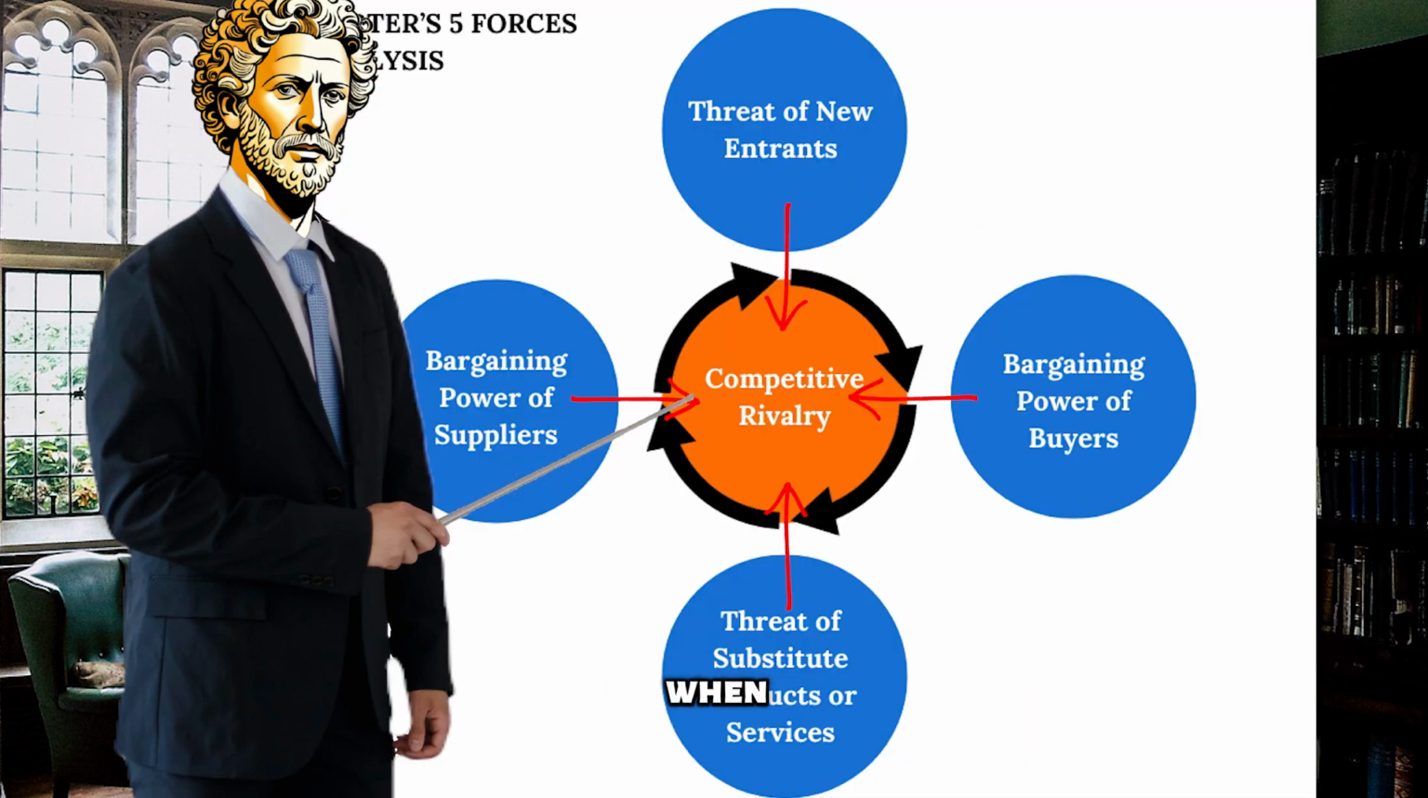When looking at this model, you see all these arrows pointing in towards the middle. These 4 factors are external factors influencing the attractiveness of an industry. And in the middle, you have competitive rivalry, which is how much competition there is between companies within an industry.